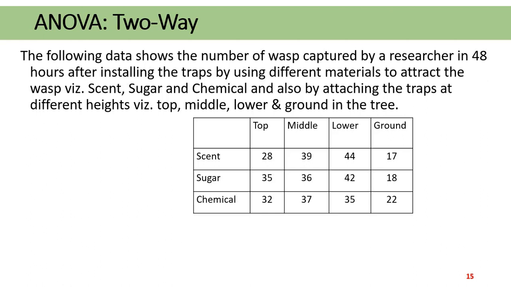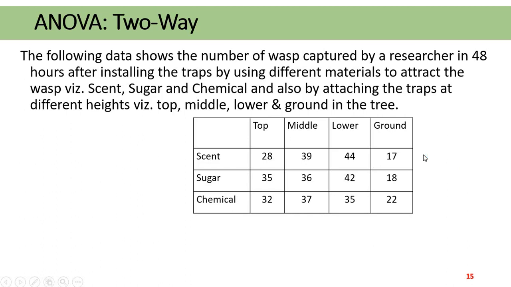Also, he has given different types of materials in the trap. That means he is using either sand or sugar or chemical. And now here you see he has done a repetition also, which was not there in the case of one-way. It is sand. He is applying sand in one trap at the top of the tree. In one trap he is putting sand and attaching it to the middle of the tree. Sand he has attached to a trap which is placed at the lower level of the tree, and another trap is at ground level and has sand in it. So like this, sand, sugar, chemical are being repeated, or you may say replicated.